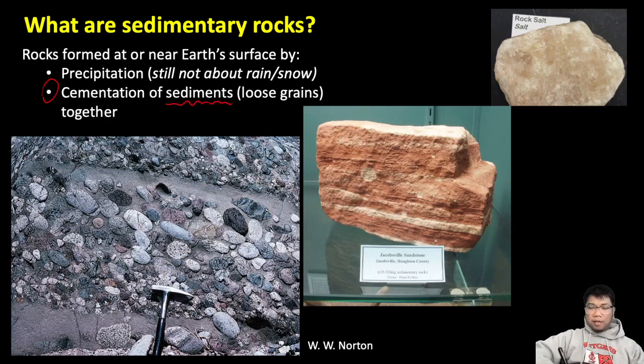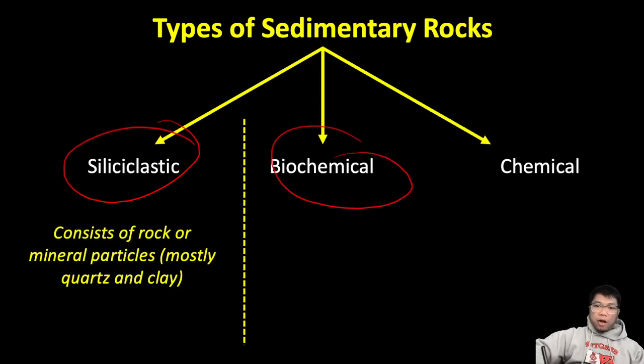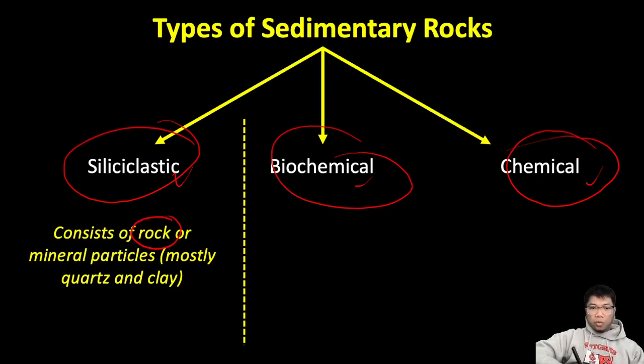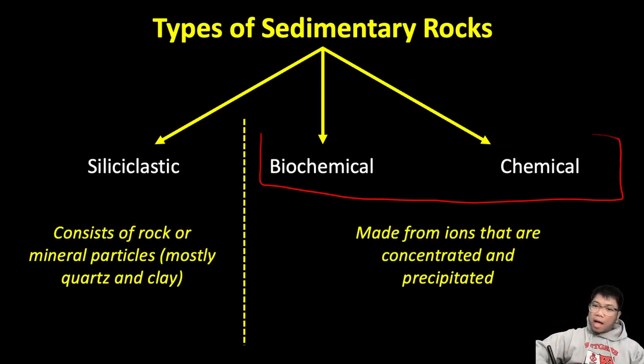And what we mean by sediments can be any type of loose grains, such as rock fragments, mineral particles, or even fossils. Here are the three major types of sedimentary rocks that we know: siliciclastic, biochemical, and chemical. Siliciclastic sedimentary rocks consist of rock fragments or mineral particles such as quartz or clay minerals. The other two are made mostly of ions that have been concentrated and precipitated out of water solution.